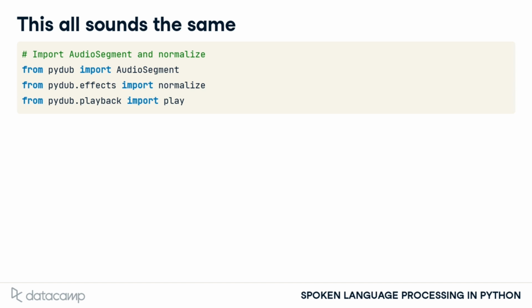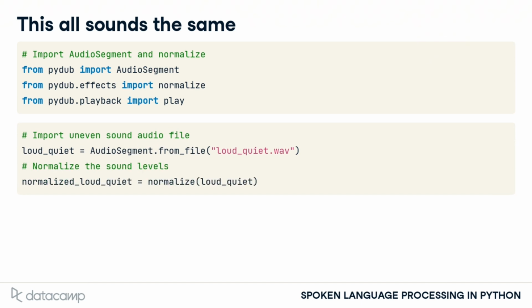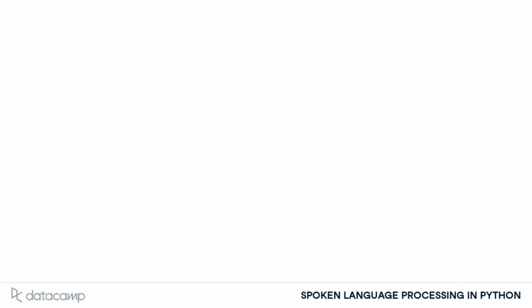You can import the normalize function via the Pydub effects module. Then, to even out the sound levels in an audio segment, you pass it to the normalize function. You can check the sound using the play function. Ensuring your file is the same loudness throughout can help with transcription.